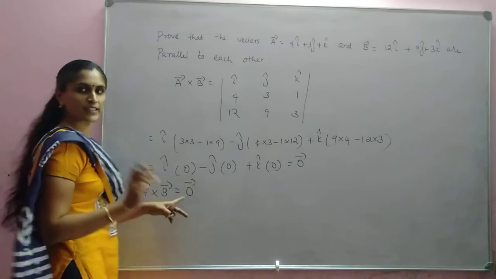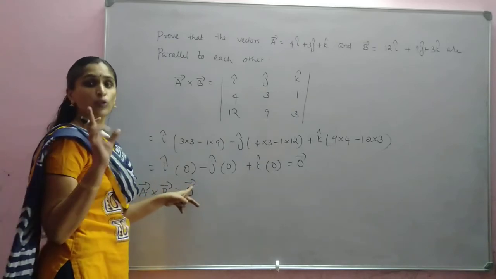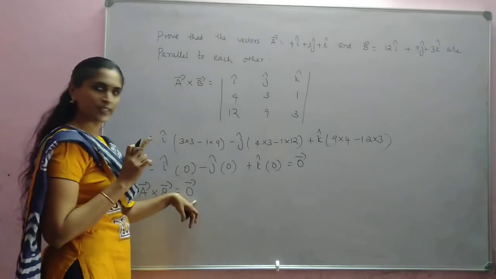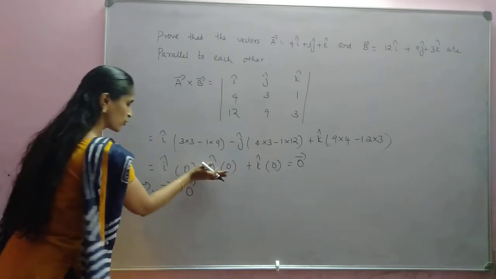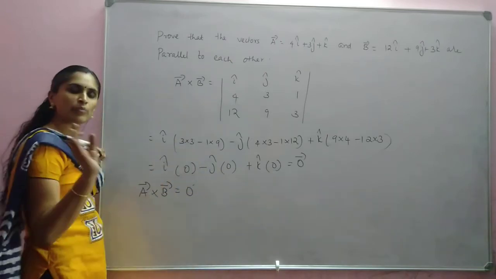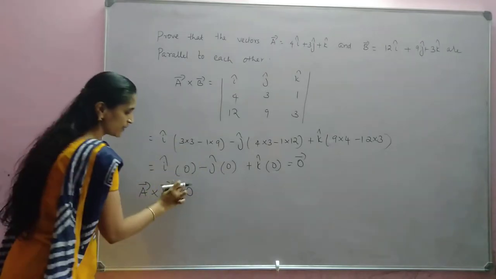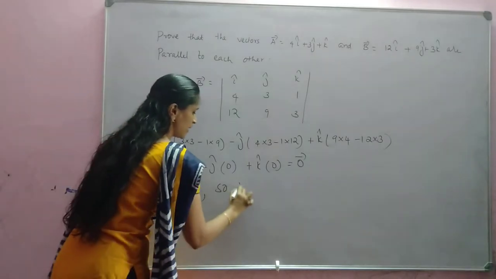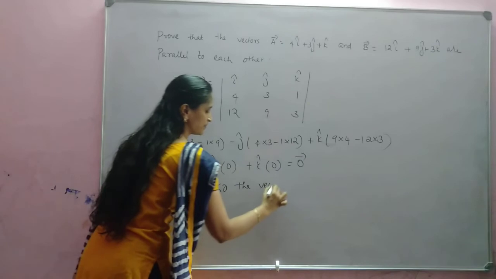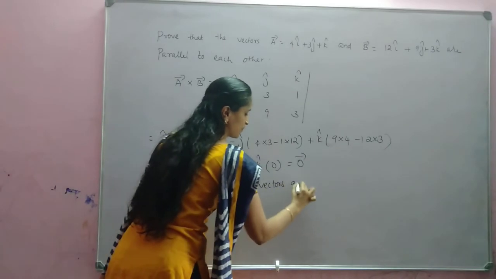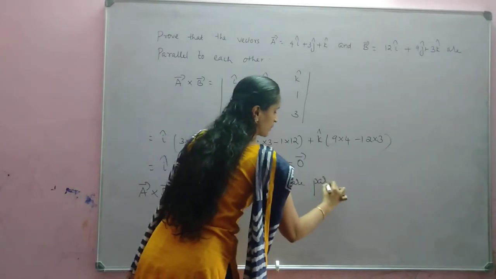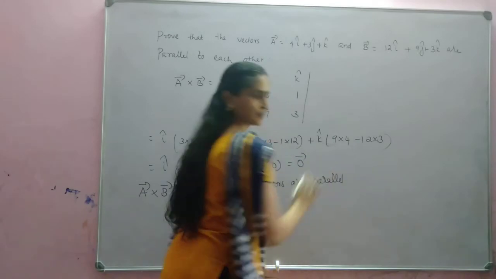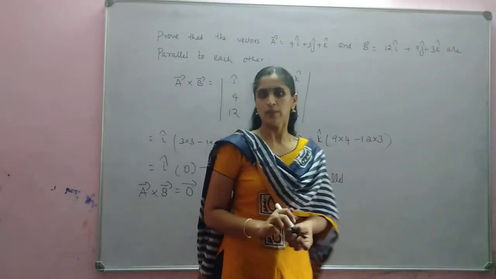If you write only 0, it is not enough. You have to mention that it is a 0 vector, because here the result is a 0 vector. If you write A cross B is equal to 0 like this, it is completely meaningless. You have to mention A cross B is equal to 0 vector. So the vectors are parallel. Clear? We will discuss the next one.